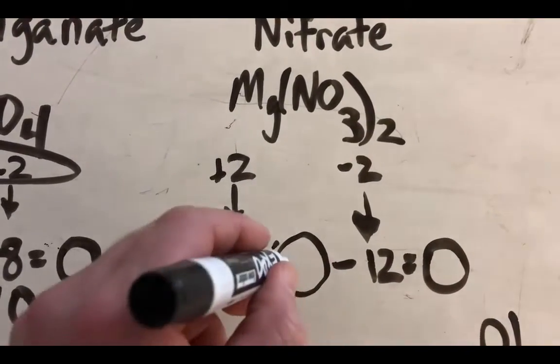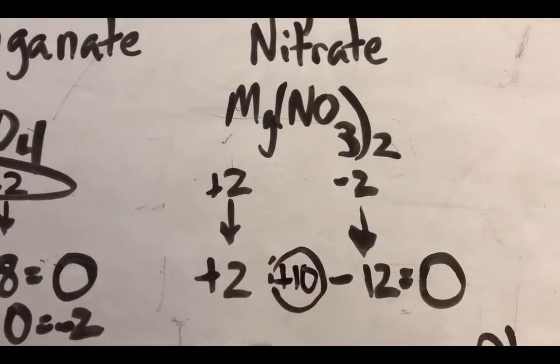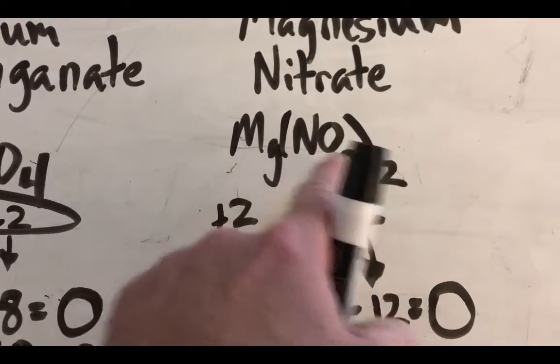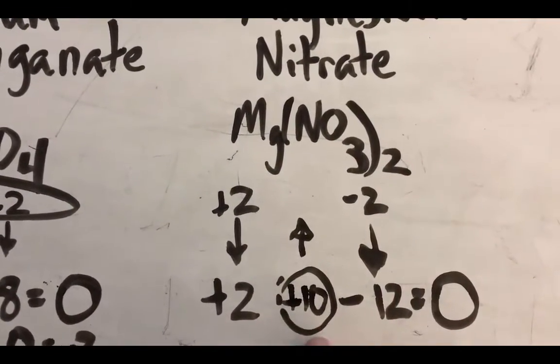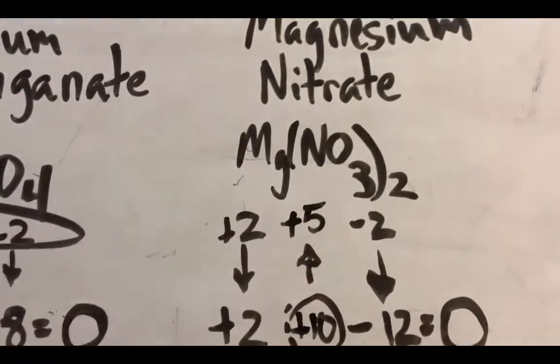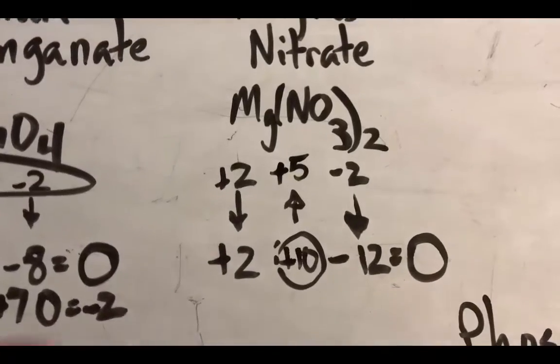Okay, that has to be a +10. But now working backwards this way, how many nitrogens do I have? I have 2, so 10 divided by 2 is 5. So nitrogen is playing a +5 on this.